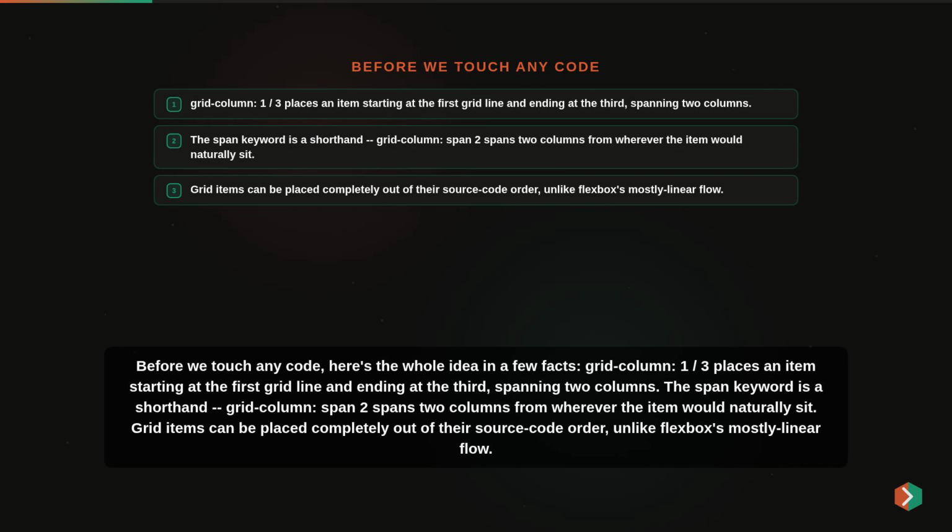Grid column 1 3 places an item starting at the first grid line and ending at the third, spanning two columns. The span keyword is a shorthand. Grid column span 2 spans two columns from wherever the item would naturally sit. Grid items can be placed completely out of their source code order, unlike flexbox's mostly linear flow.